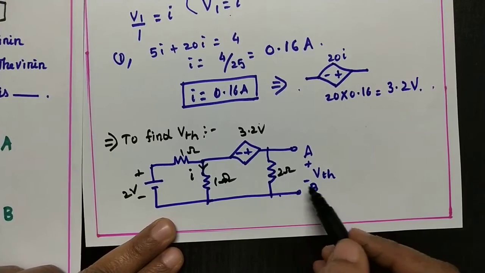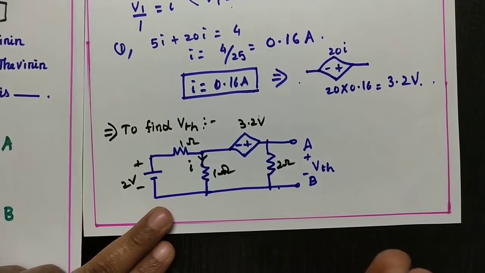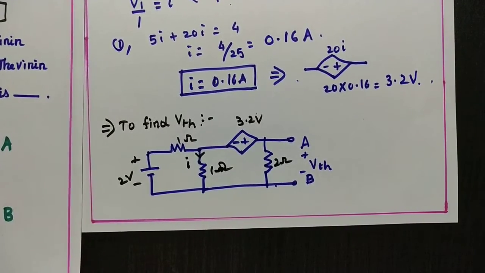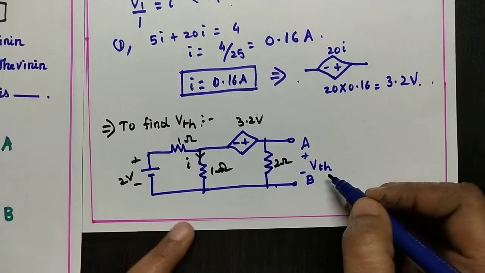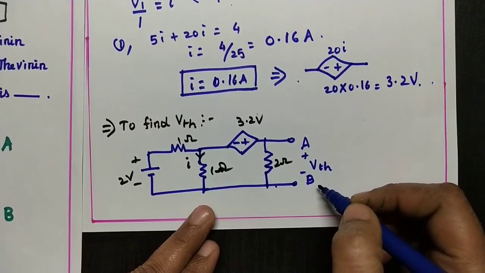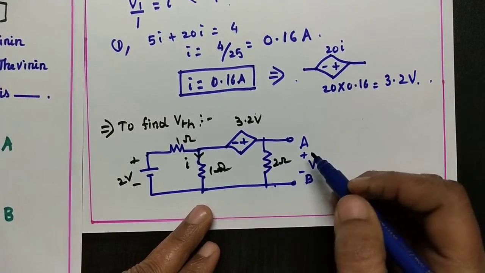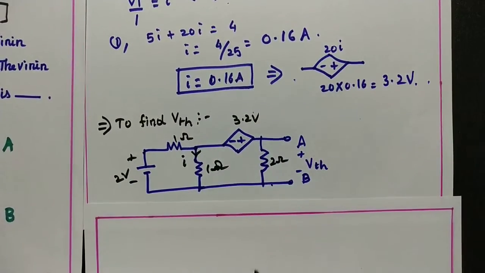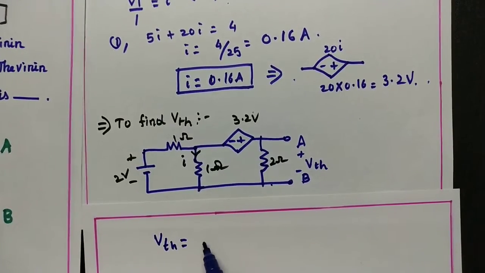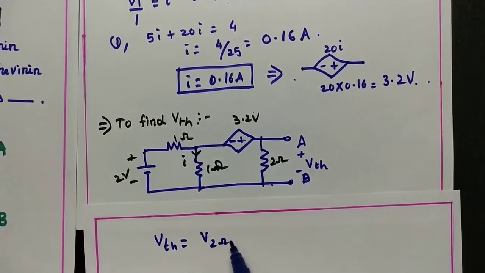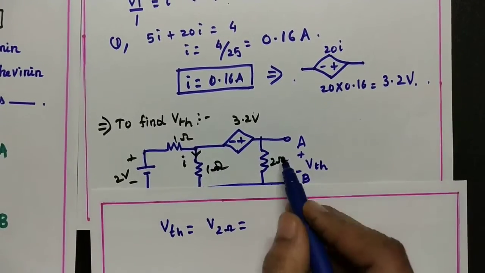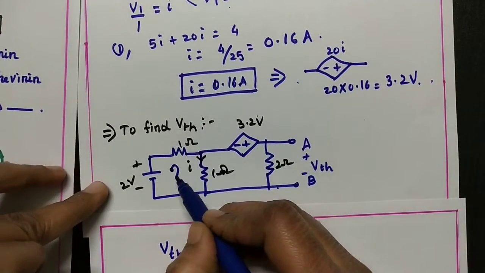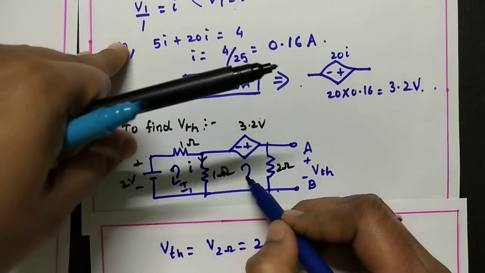Here now we are applying the mesh analysis only to find the VTH. So this is the VTH. VTH is the voltage across the terminals AB. It is nothing but the voltage across 2 ohms. So we can write VTH as the voltage across 2 ohms, that is equal to 2 into I2. So let me assume this loop current as I1 and this loop current as I2.